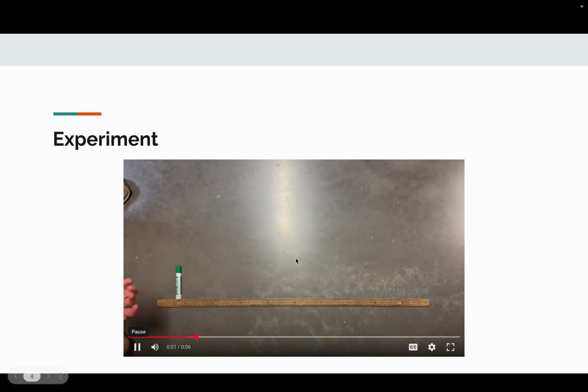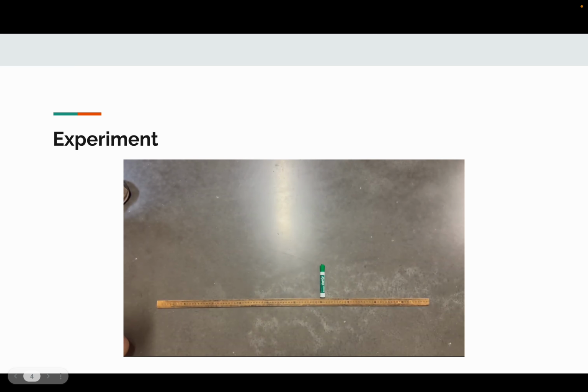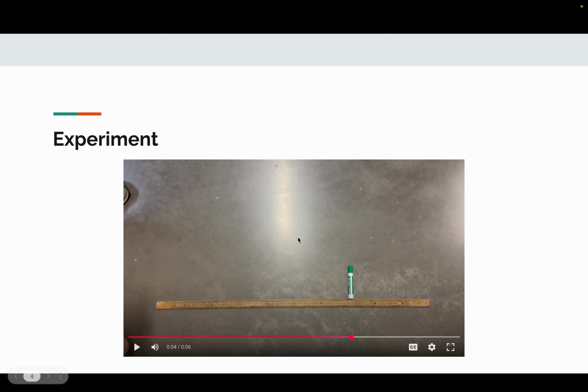This right here is our experiment. We rolled an object across a tile floor. The system in this situation is the expo marker, and the surroundings are the tile floor that the marker is rolling on, the meter stick used to measure distance, and the constant force acting on the marker to get it to roll at a constant velocity.